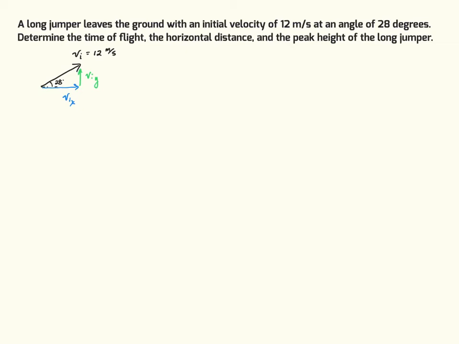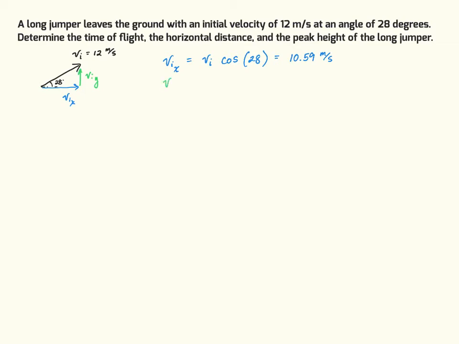As always, just recognize that this is a right triangle, so we can very simply use our trig functions to figure out those velocity components. For v initial x, we're going to be using the cosine function. So v initial x is our v initial, which is our hypotenuse, times the cosine of 28 degrees. If we plug and chug, plugging in 12 for v initial, we get a value of 10.59 meters per second for v initial x.